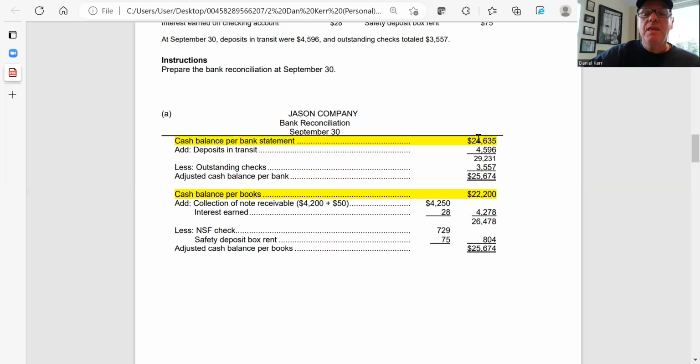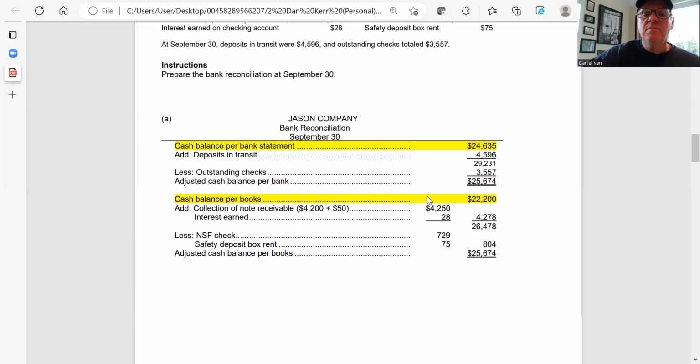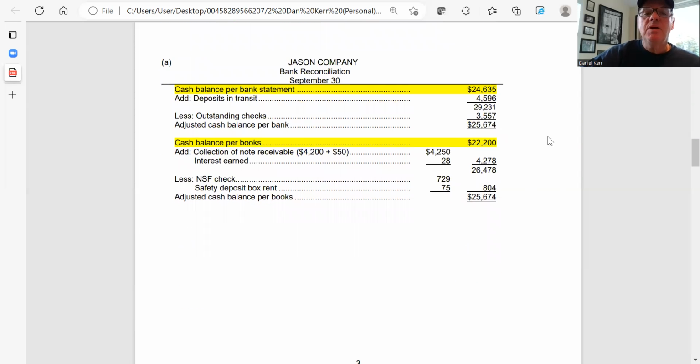So we add that. Then you ask yourself, is there anything missing from the bank statement that would result in cash going out of the account? Yes, there are what we call outstanding checks. I wrote these checks of $3,557. They're reflected in my books as checks written, but they have not yet been paid by the bank. So I subtract them out. This gives me my adjusted bank balance. Now I'm not done. That's what I think the balance should be based on the bank statement, with some adjustments. Now we take a look at the balance per our books.